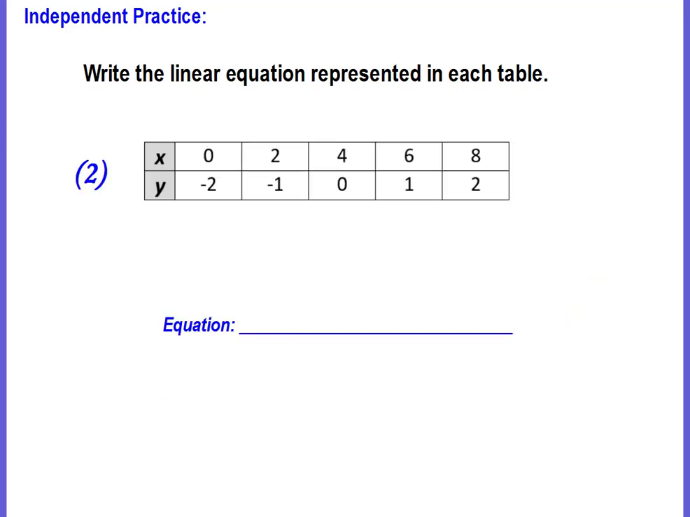All right, try problem 2. Pause the video. When you have your answer, come back and check. Did you get y equals 1/2 x minus 2? You could have also written this as y equals x divided by 2 minus 2. Either way would work. When you divide by 2, that's the same as multiplying by 1/2. You're taking half of x. All right, so this half of x, you're taking half, or you're dividing x by 2. That's why this is your coefficient. This is your rate of change.